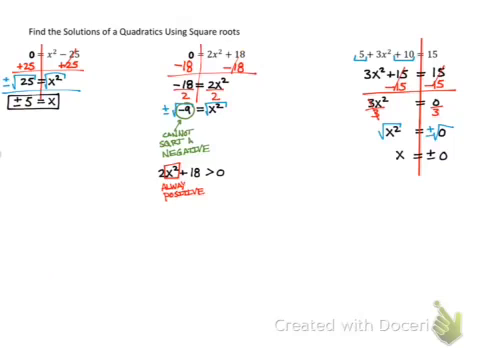And now what we have is x is equal to positive or negative 0, which 0 is neither positive or negative. That is 9.3.